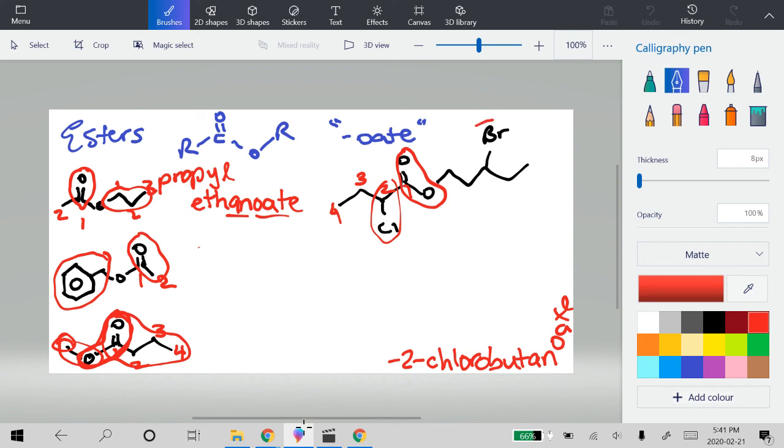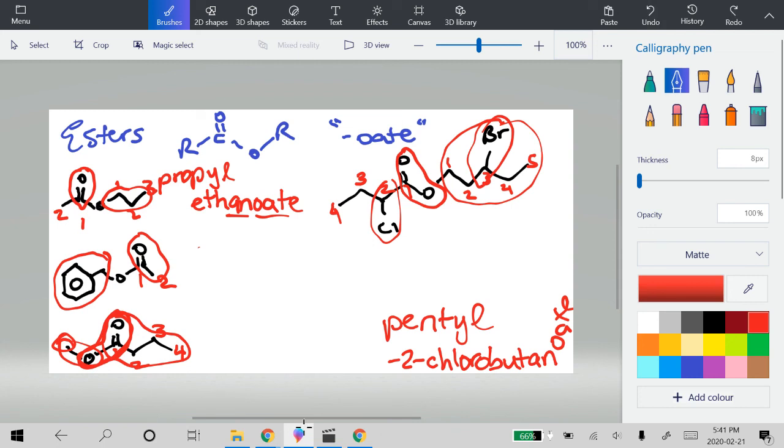So now I can number my side chain. It'll be a 1, 2, 3, 4, 5 carbon side chain, and I'll start that with a pentyl, yl for the side chain alkane groups. And off of that side chain, I notice another substituent, which is a 3-bromo. So the full name for that molecule is a 3-bromopentyl 2-chlorobutanoate.